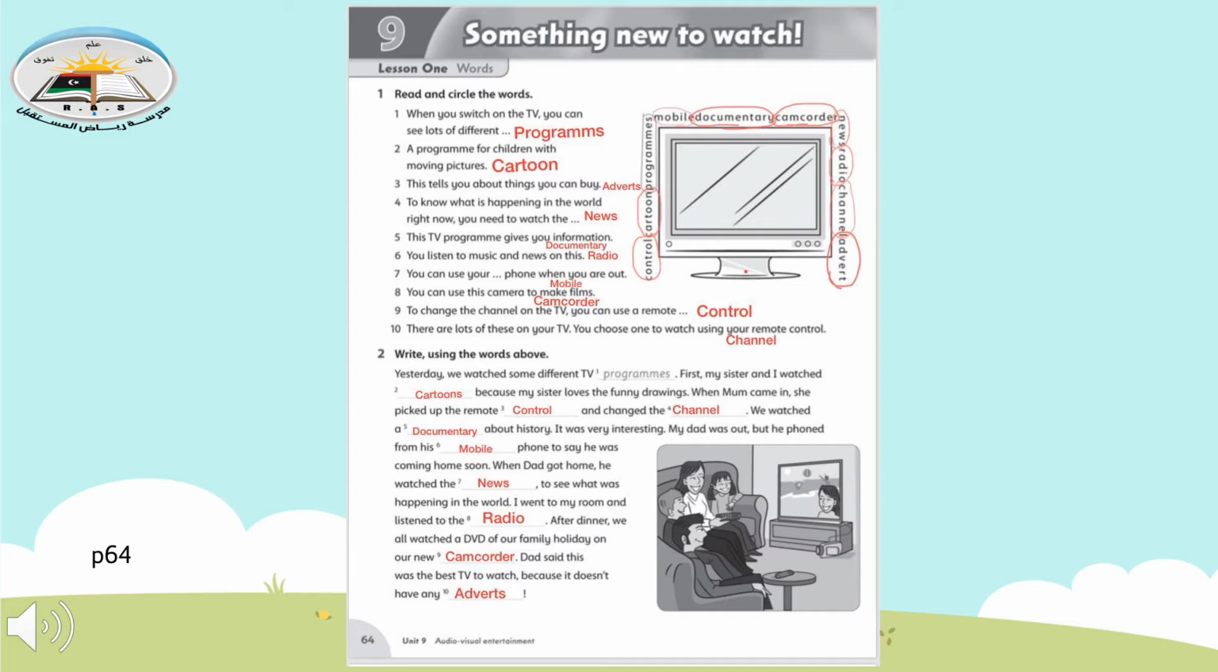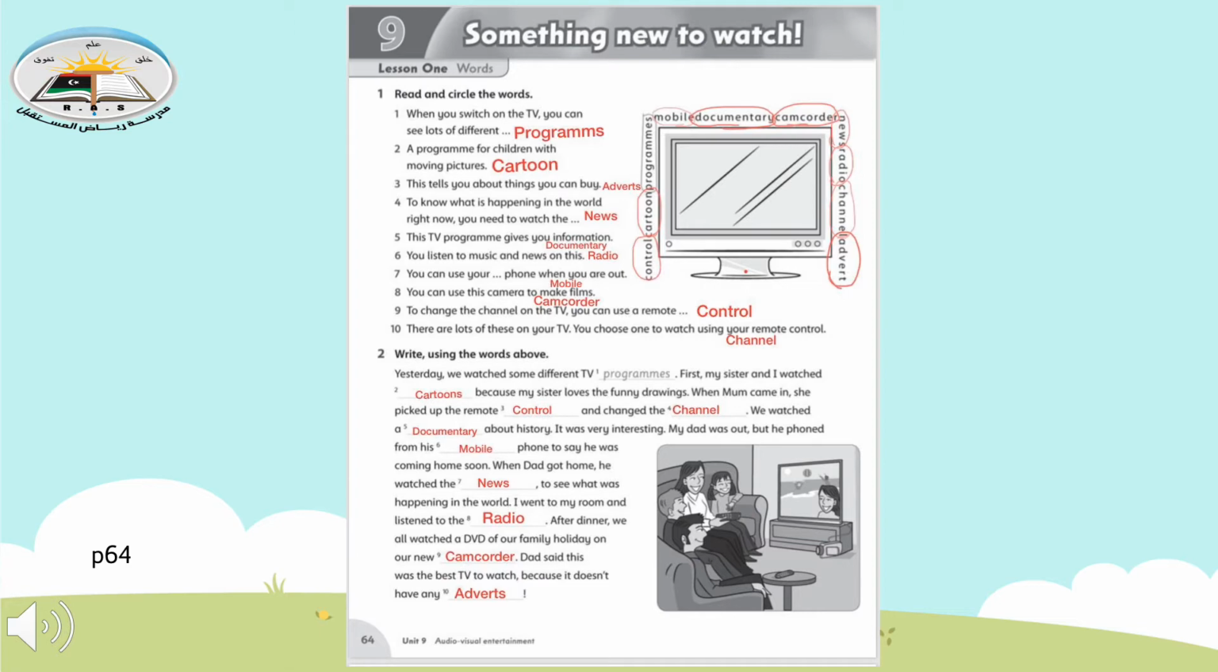Then we have, when my mom came in, she picked up the remote space and changed the space. The answer is, she picked up the remote control and changed the channel. We watched a space about history. We watched a documentary about history. It was very interesting. My dad was out, but he phoned from his mobile phone to say he was coming home soon. When my dad got home, he watched the news. The answer is news.